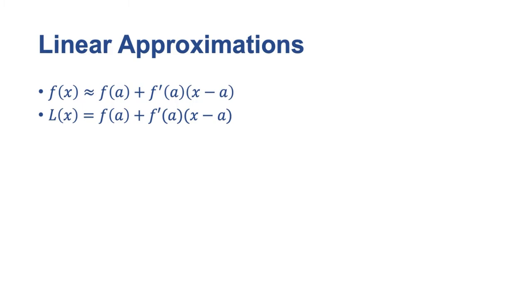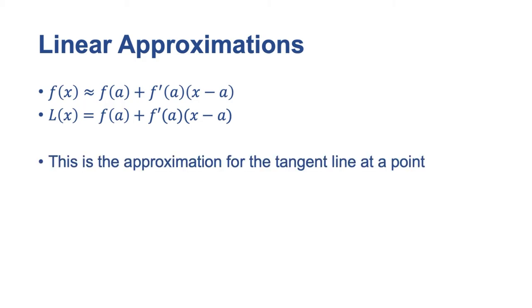So we're just going to make a new function. The linear approximation of f is going to be f of a plus f prime of a times x minus a. And this is really that approximation for the tangent line at a point. If I'm given a function like x squared and I want to find the linear approximation here, it's going to be the tangent line. So that's a linear approximation for the quadratic at that point.